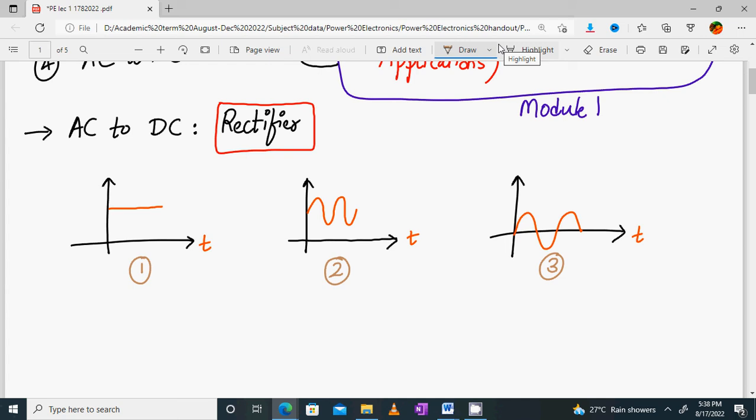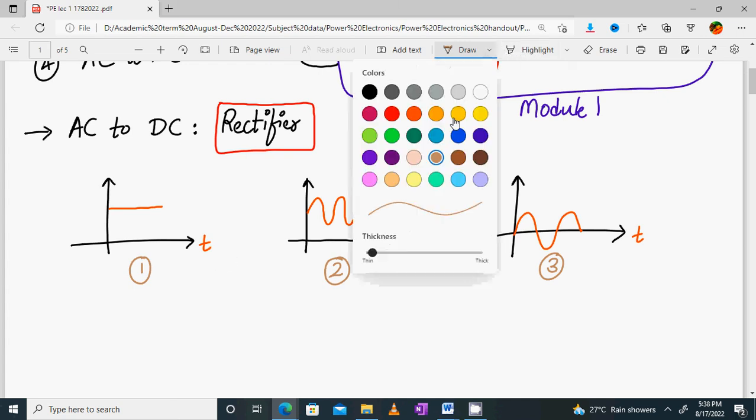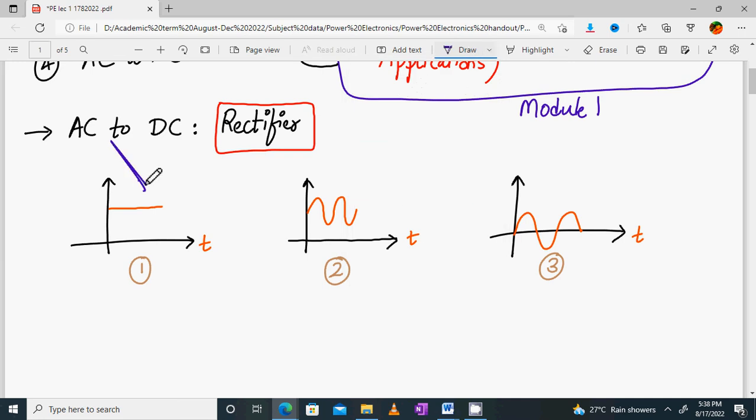Yes, rightly said by one of you, the first one is a DC quantity. There are no questions asked in this. The value of the voltage is fairly constant throughout, so it's a DC quantity. What about the second one?